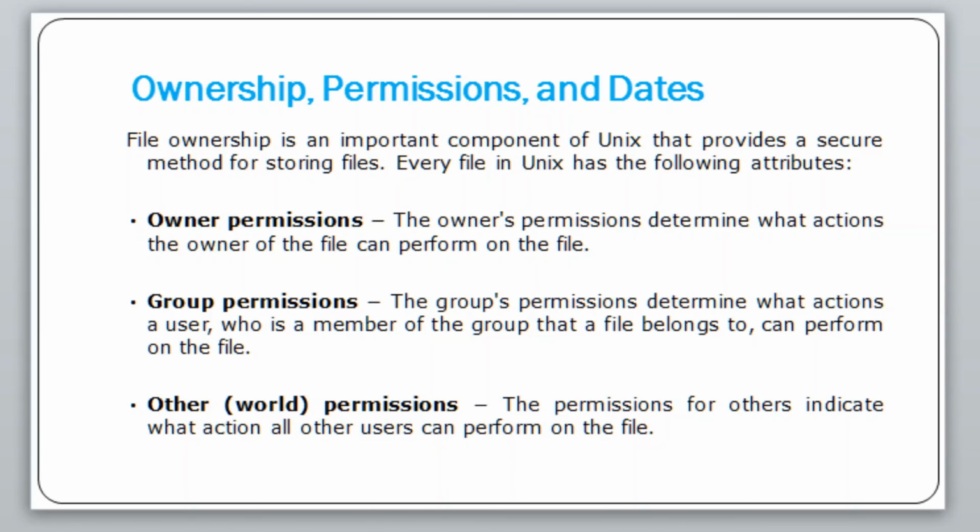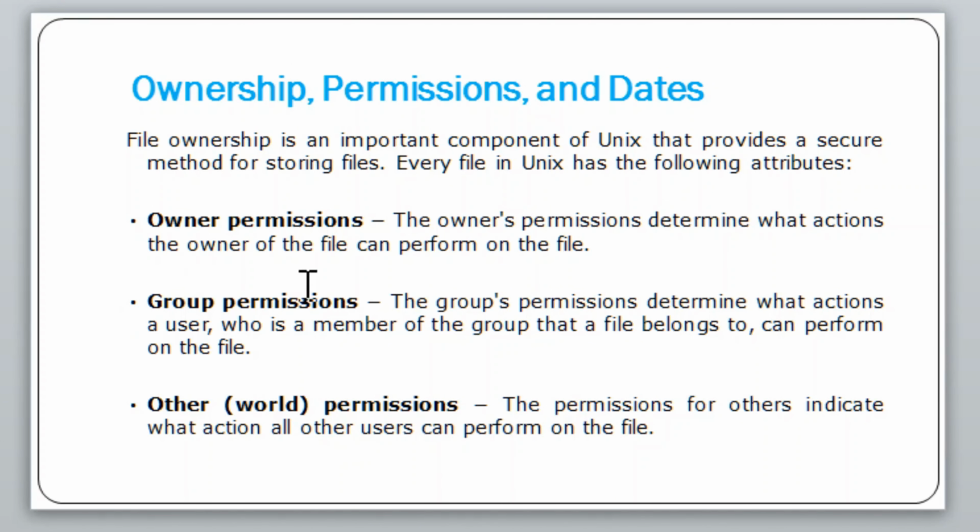Alright, let's go ahead and move on to ownership, permissions, and dates. We're going to spend a good amount of time on this because this is really important info for the Linux system. This is how it stays secure, and this is how a lot of things are run on the system. File ownership is an important component of the Unix system that provides a secure method for storing files. Every file in Unix has the following attributes. It has an owner, and this determines what actions the owner of the file can perform on the file.